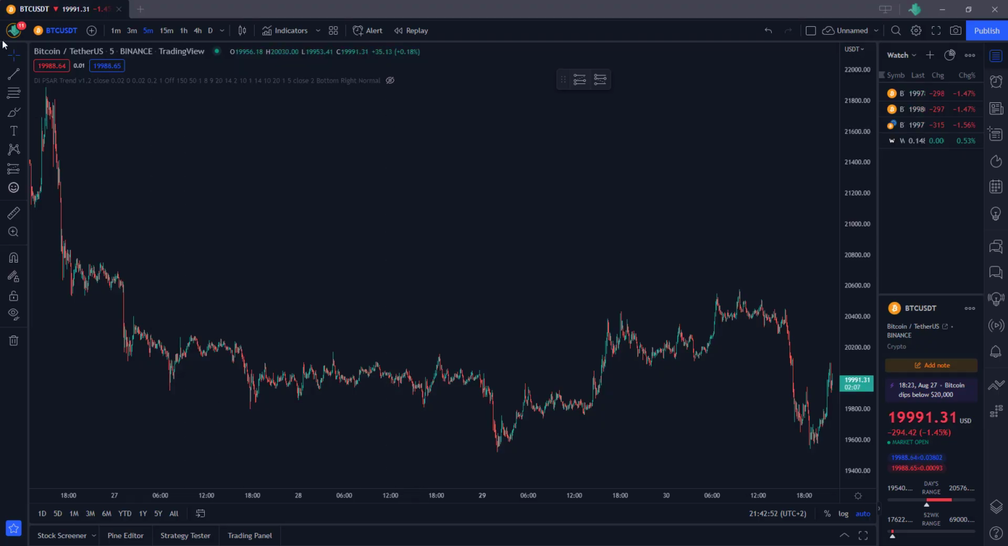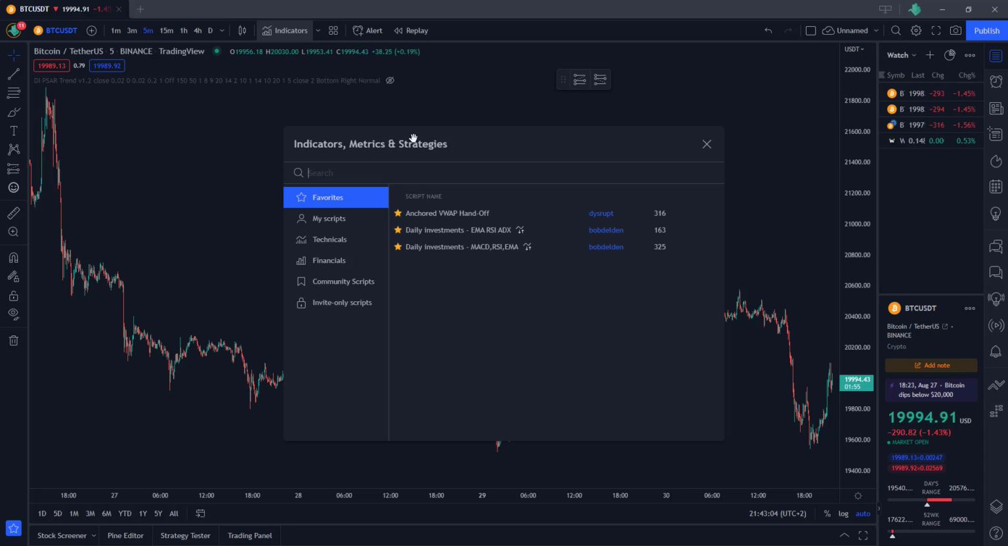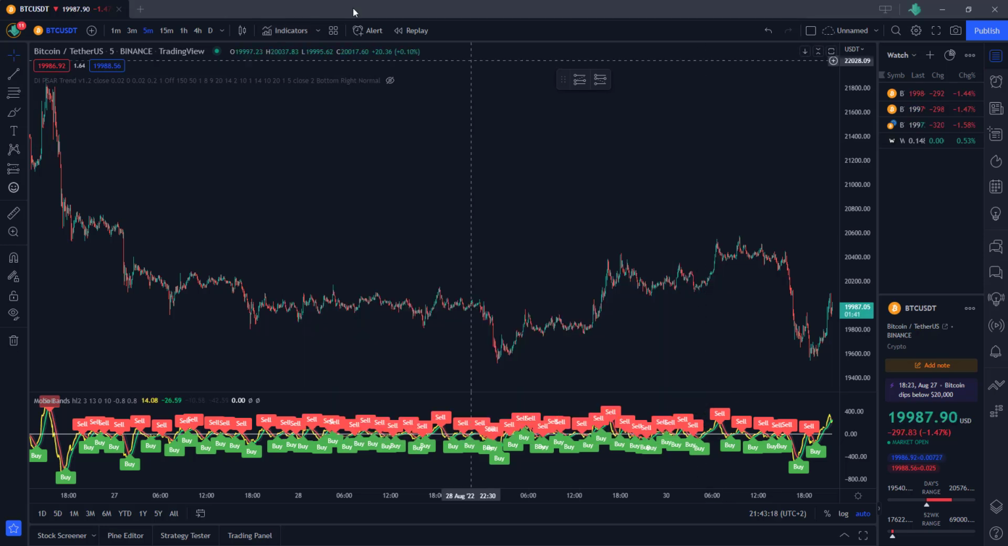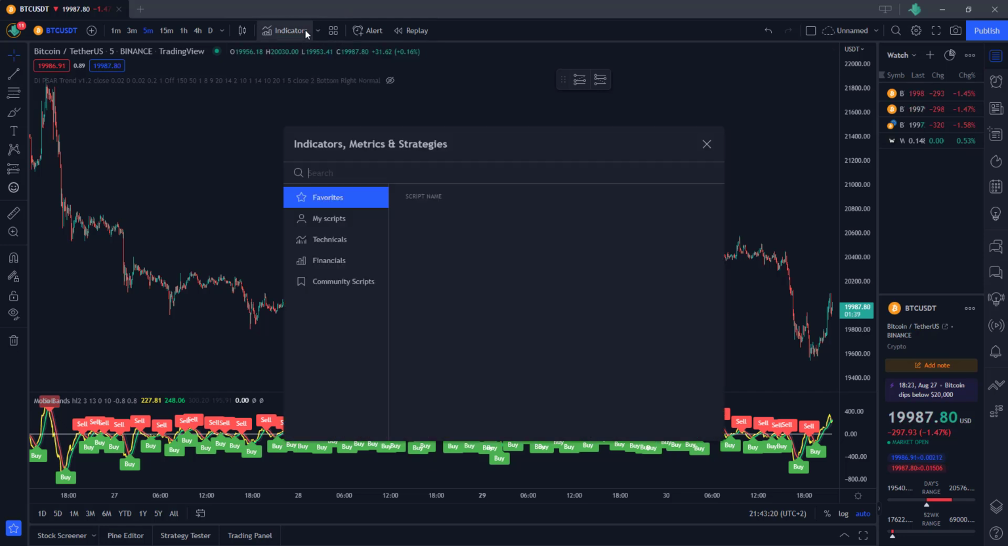Alright guys, so the strategy that we're gonna use and gonna backtest is the Mobo bands combined with, of course, an EMA 200. So first off, let's add those indicators. We're gonna go to the indicators and type in Mobo. This is the Mobo bands from Madrid. We're gonna add this one. With this indicator, it gives clear buy and sell signals. We're gonna combine it with the EMA 200.